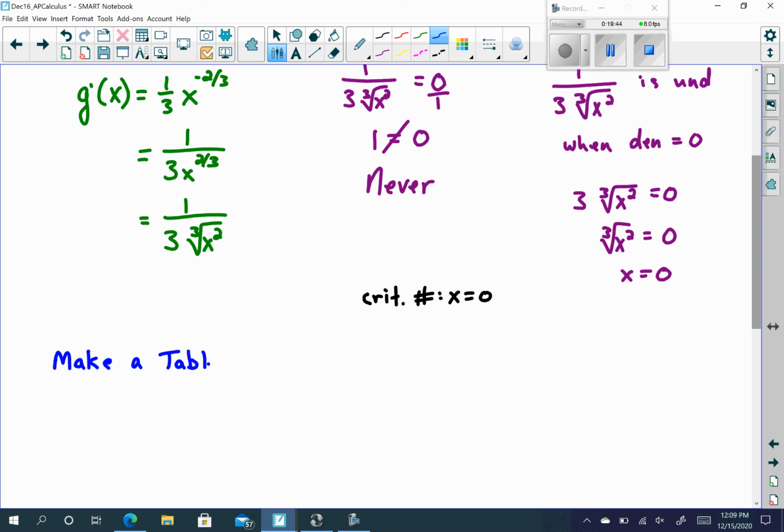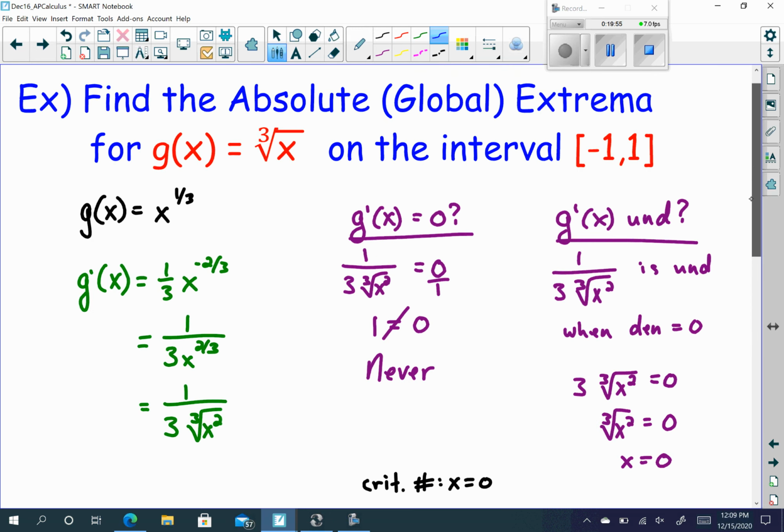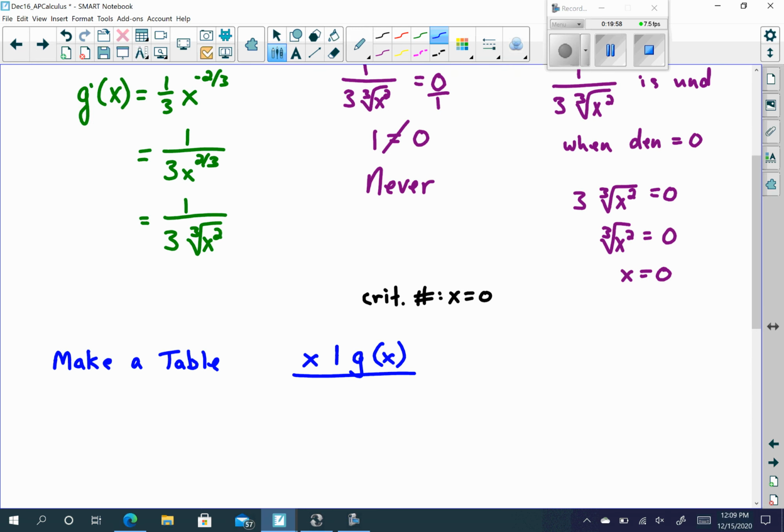So in this table, we're going to have our x values, and we're going to have, in this case, g of x. So we're going to include, we were going from -1 to 1. I want to have -1. I also want to have the 0. So we include the x values that are the ends of the interval as well as any critical numbers in between.